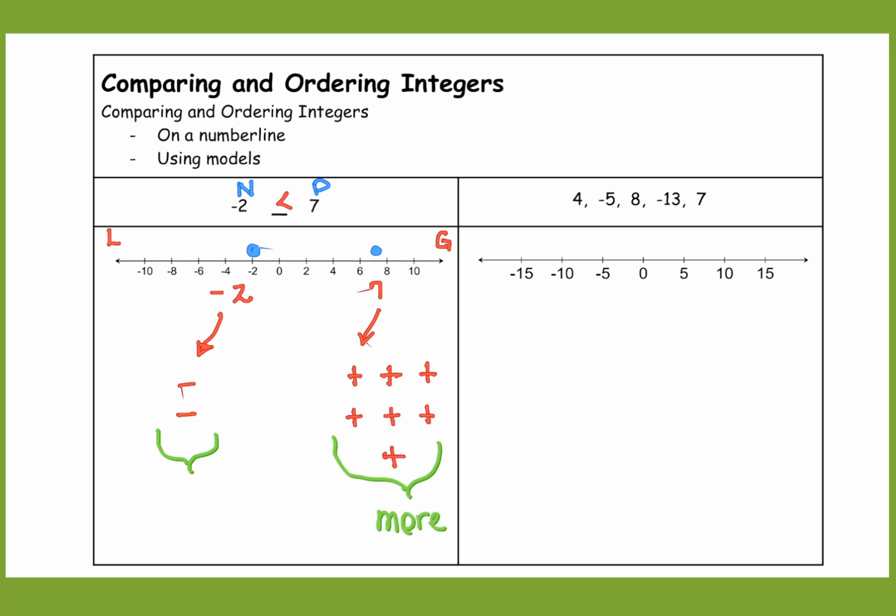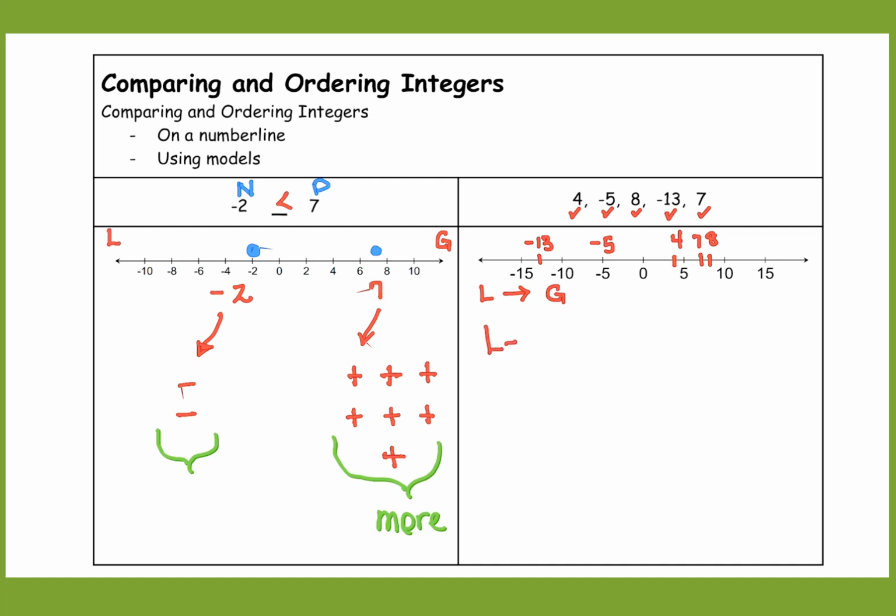Let's order a few integers on the number line next. Here we have some positive and negative integers. Do not forget that negative integers are to the left of 0 and positive integers are to the right of 0. Positive 4 is to the right of 0, -5 is to the left of 0, 8 is to the right of 0, -13 is to the left of 0, and +7 is to the right. So looking at our number line, we can see the numbers are listed in order from least to greatest.